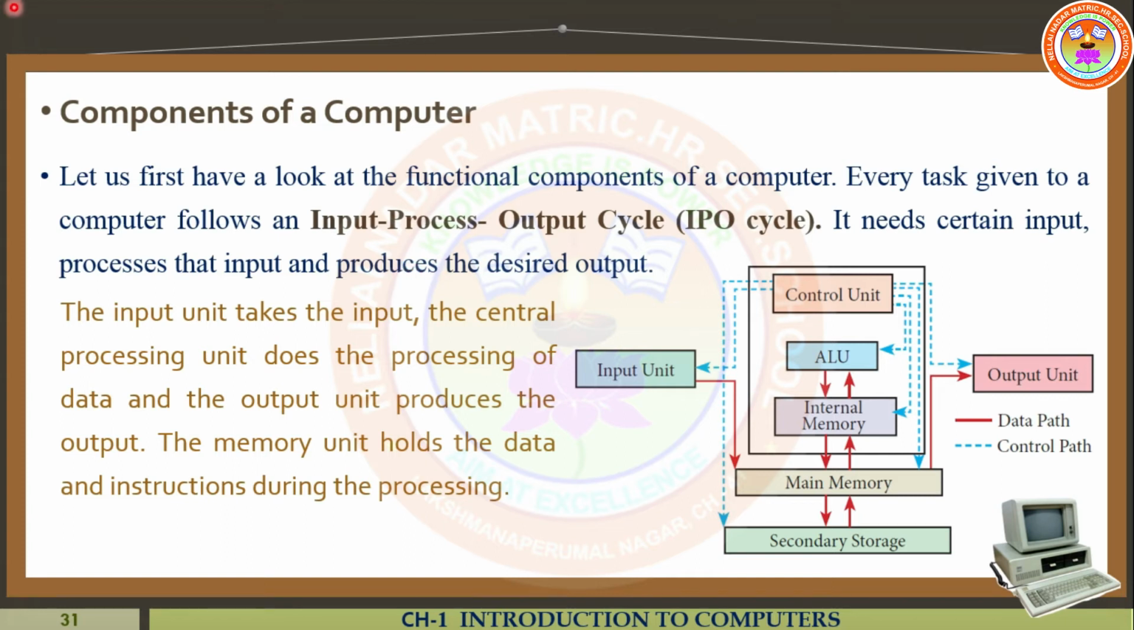Okay, so how should this cycle work in the system? It needs certain input, processes that input, and produces the desired output. So this is the exact mechanism they have to follow once you do a process in the computer. All right, so how should the input be taken? The input is taken from which unit? The input unit. We have different types of units.